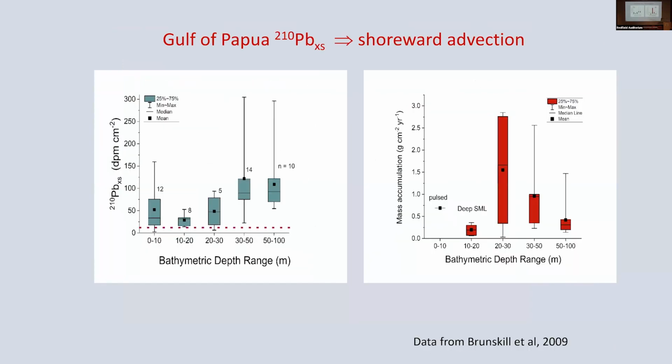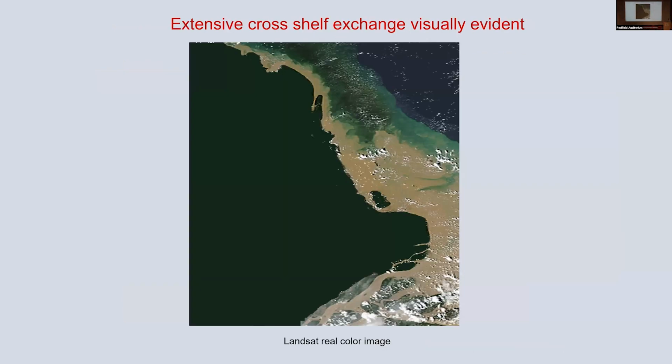Same thing happens in the Gulf of Papua. Here's depth, bathymetric depth, lead-210 inventory. As you start to go up onto the clinoform, you scavenge out lead. The record of how much onshore movement there is. And so, a record of all this is here. You get extensive cross-shelf exchange.